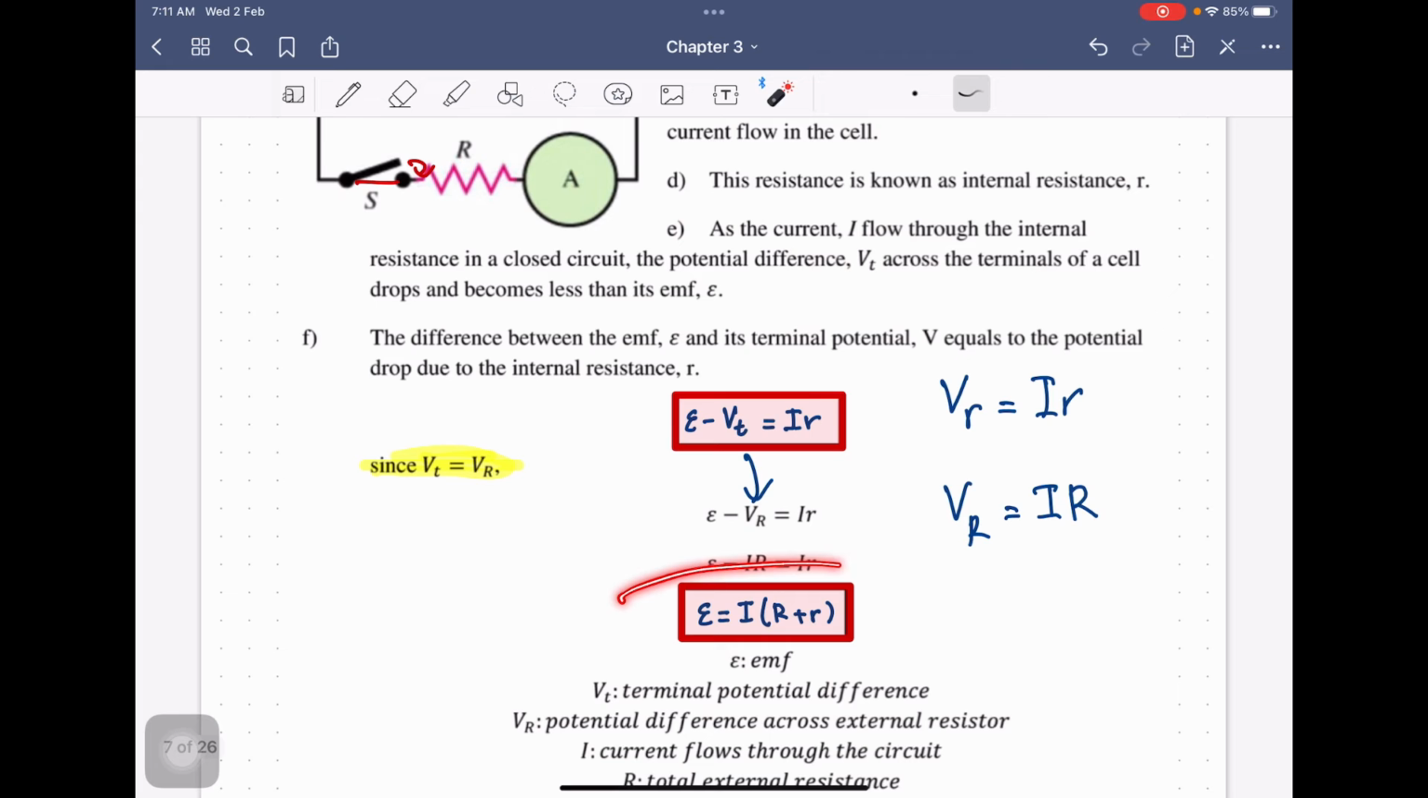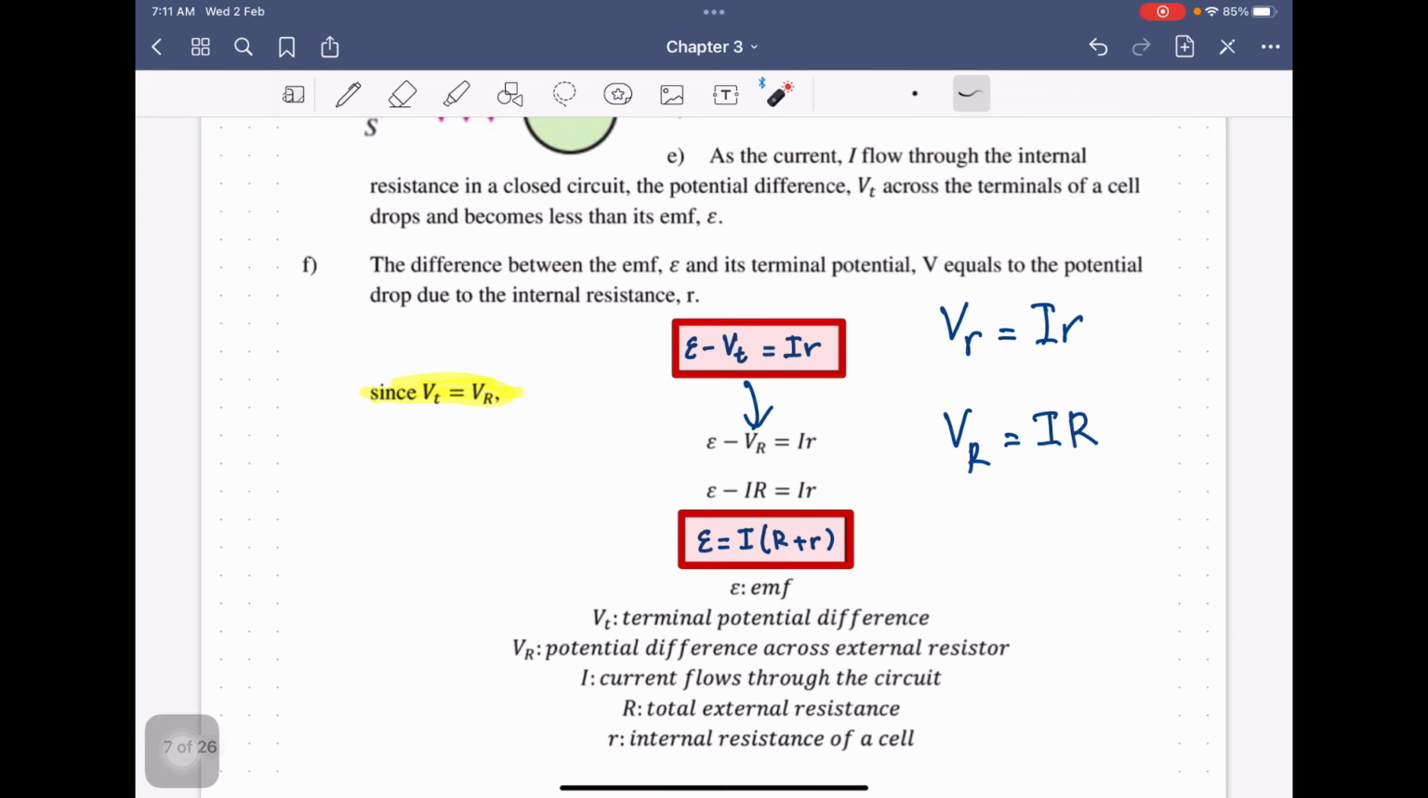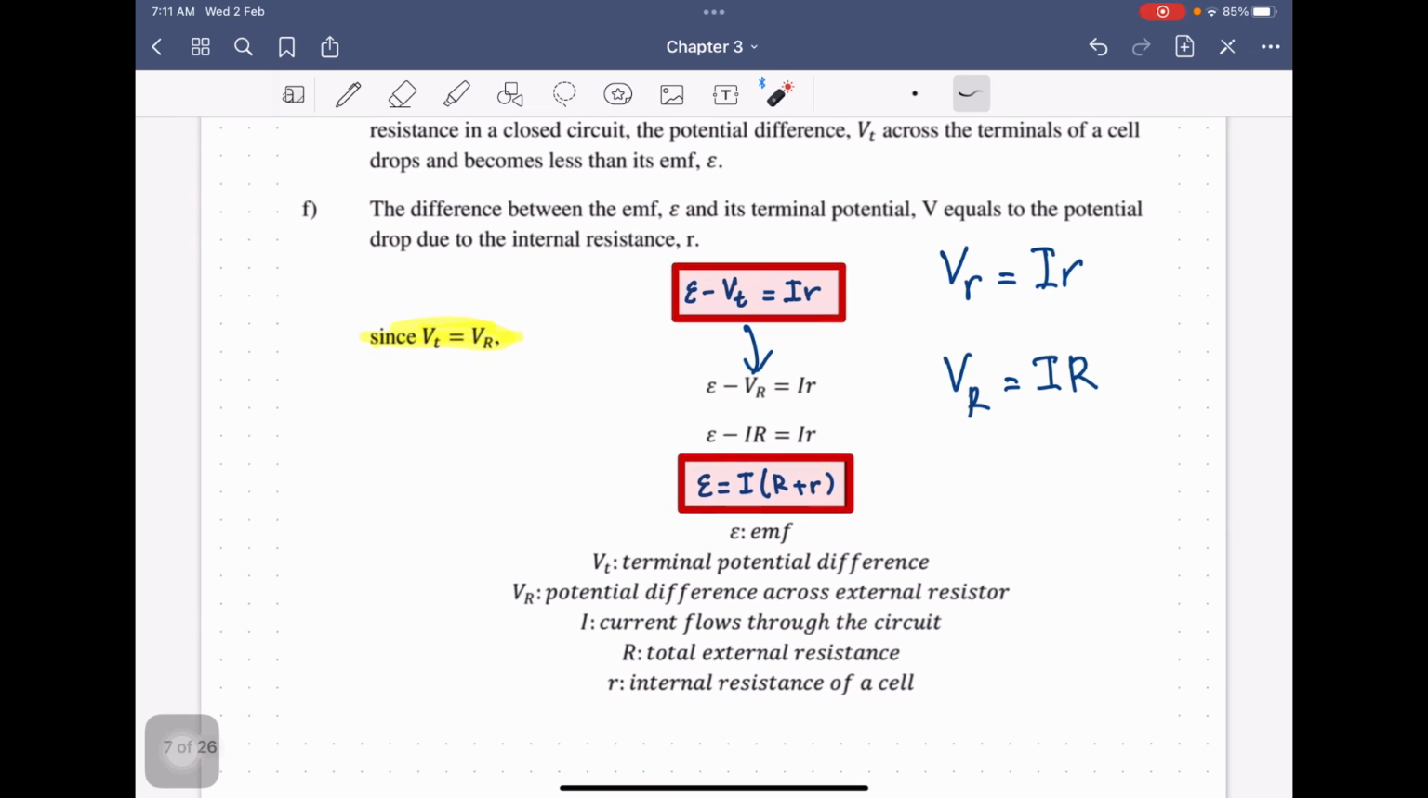Okay, so kita rearrange equation last. Kita akan dapat satu equation which is EMF sama dengan I darab dengan R plus R kecil, R besar tambah dengan R kecil. So ni adalah simbol. E, this one is EMF. VT is a terminal potential difference. VR is a potential difference across external resistance. I adalah current flow through the circuit. R besar, capital R, is a total external resistance. R kecil adalah internal resistance of a cell.